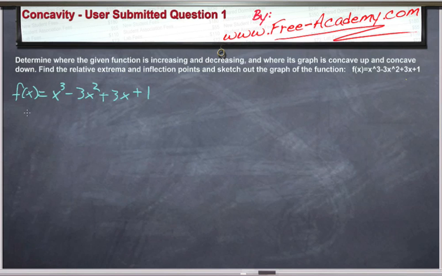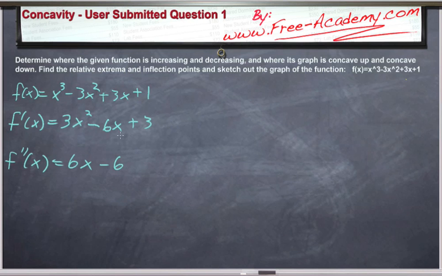So that may be a bit of a mouthful, but the process is actually fairly straightforward. We're going to need the first and the second derivatives. So we'll start out by finding the first derivative, which is equal to 3x squared minus 6x plus 3. And the second derivative is going to be equal to 6x minus 6.